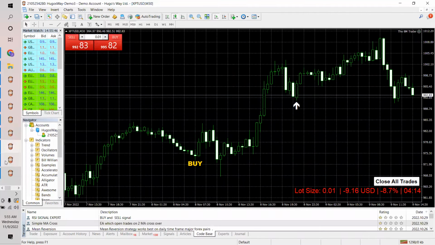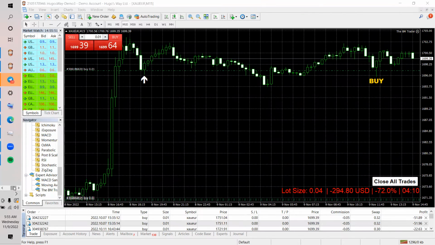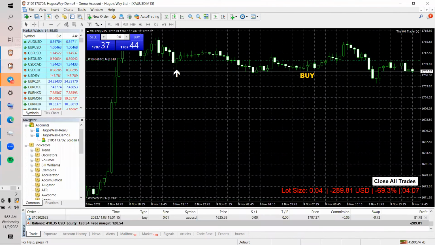UK oil, nothing there. Platinum, nothing there. Silver, nothing there. Gold versus euro, nothing there. US oil, nothing there, and gold versus USD, nothing there as well.